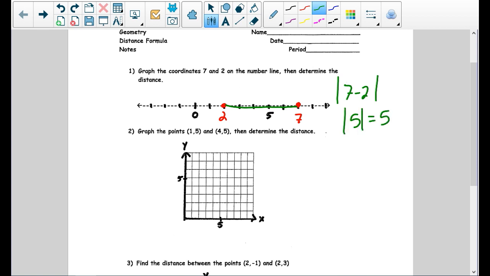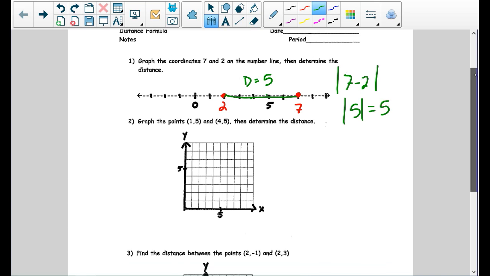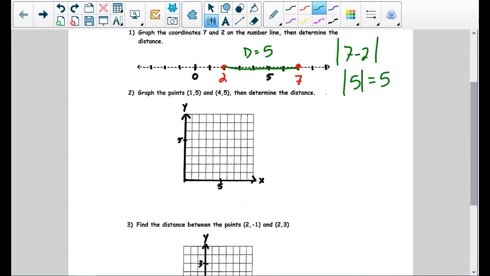Remember, distance is always going to be positive. So 5. The other way I could find this was by counting. If I started here at 2, I can count 1, 2, 3, 4, 5. So this distance here is 5. Okay? So that's what we did 2 weeks ago. So now we're going to transition into graphs, okay, and actual points.